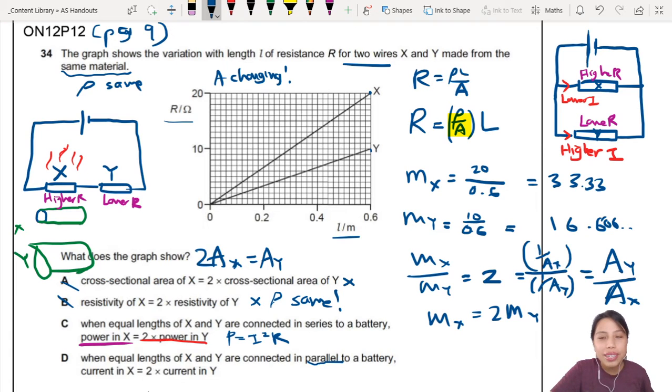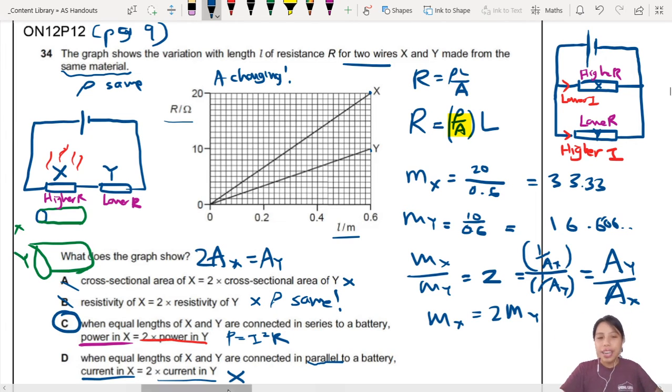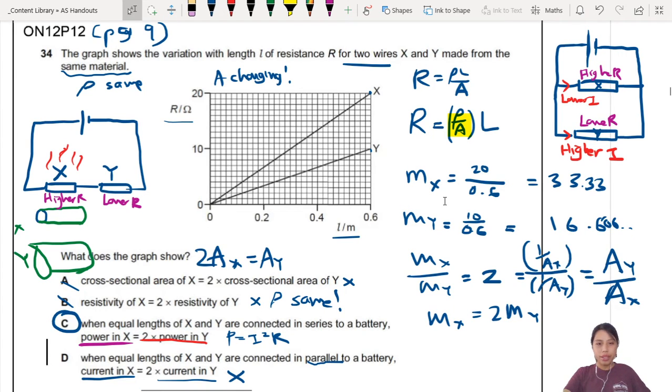Okay, what they say, current in X is bigger than current in Y because 2 times of Y. Let's see. Current in X is lower than I, so no, that's not correct. So that leaves us with C. Confirm it is C.